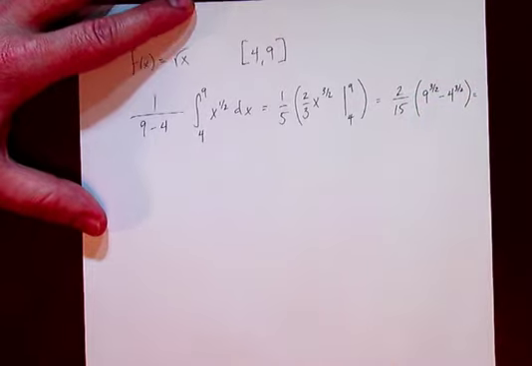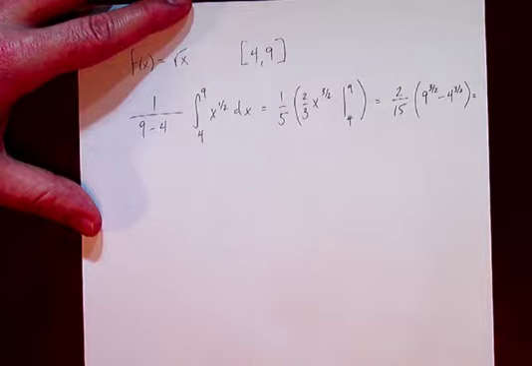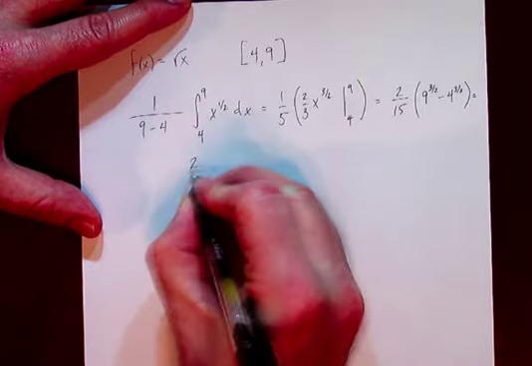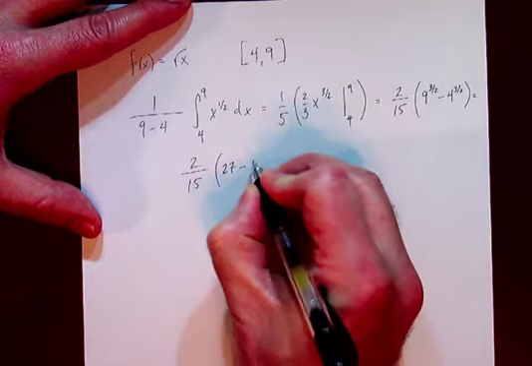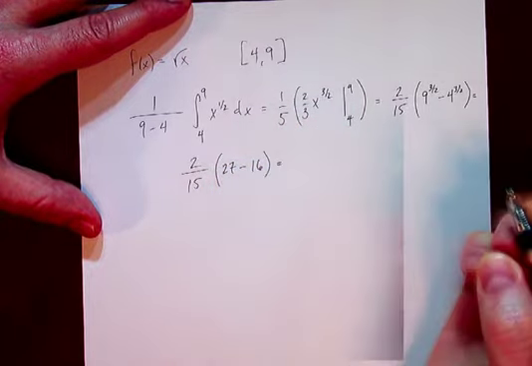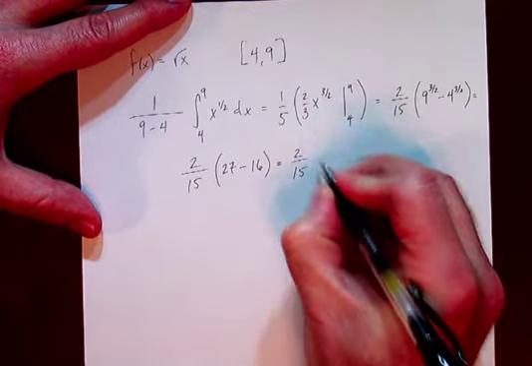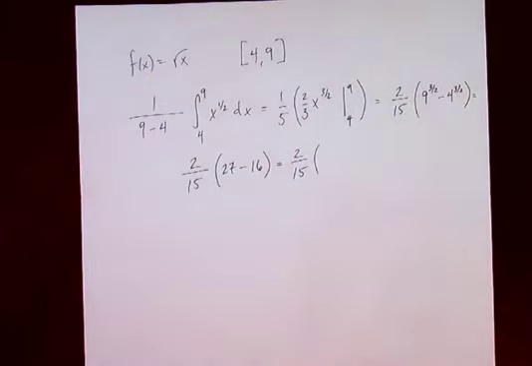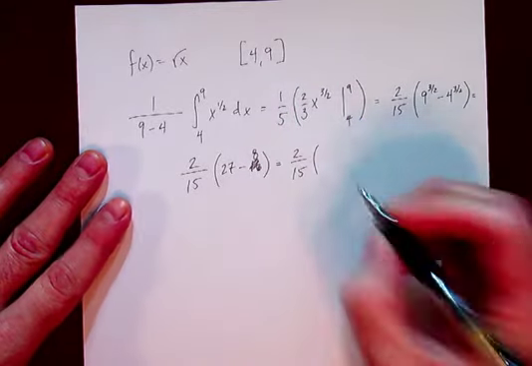Those are actually pretty easy to evaluate because the square root of 9 is 3. 3 cubed is 27. And the square root of 4 is 2. 2 cubed is 8. And so what we have here is 2/15 times 27 minus 8, sorry, that's 19.